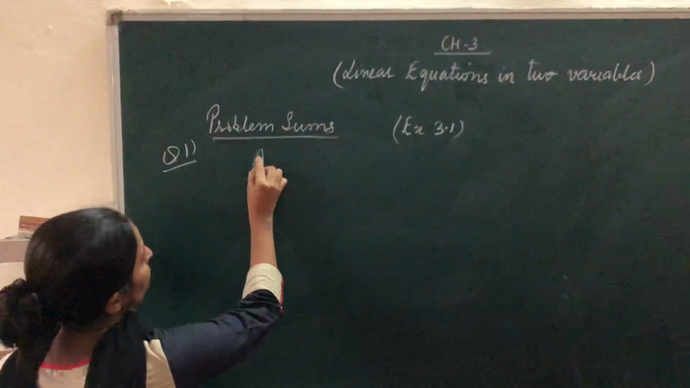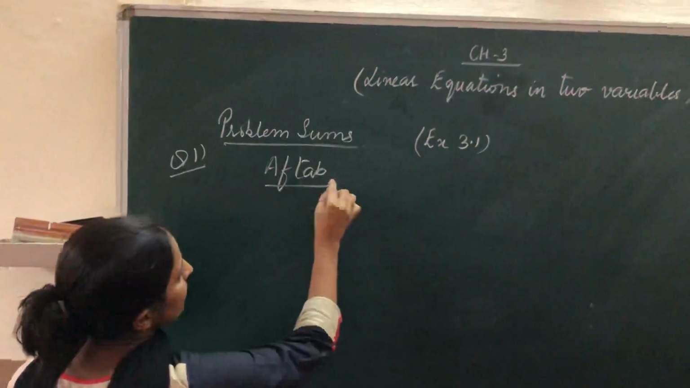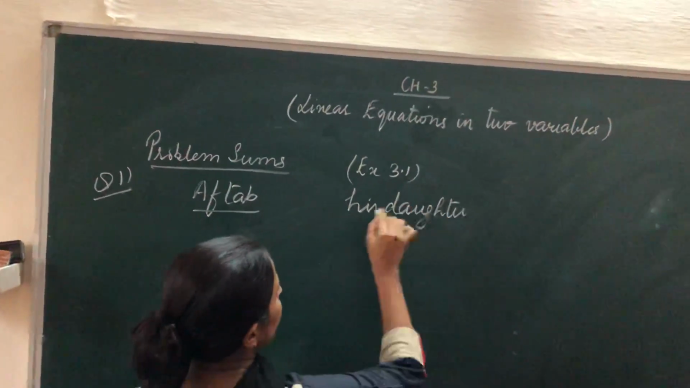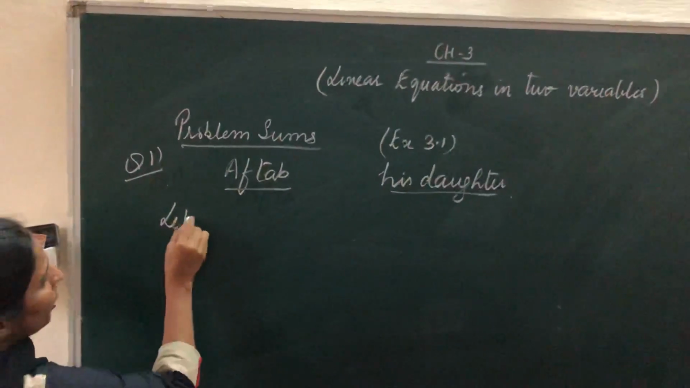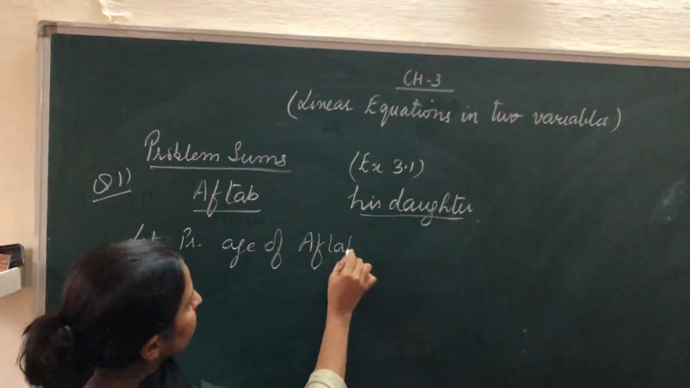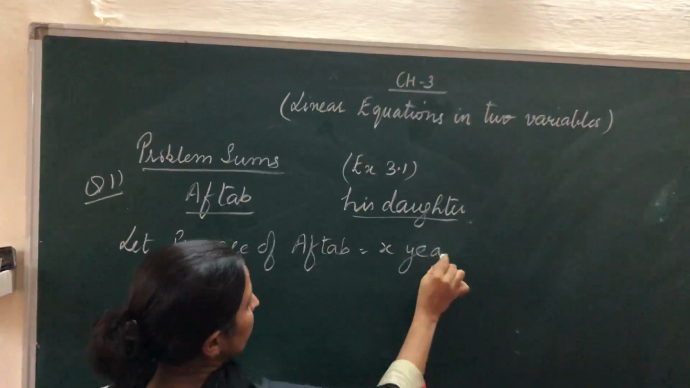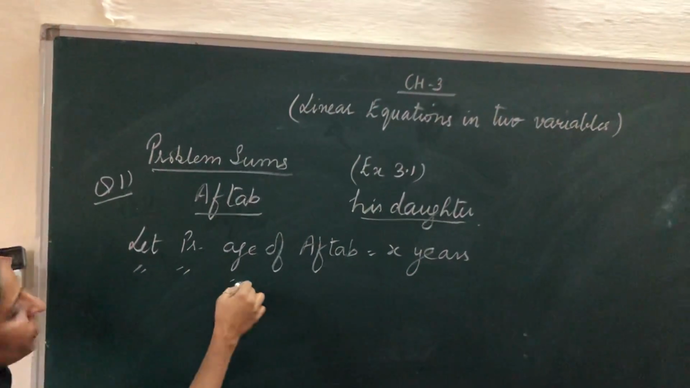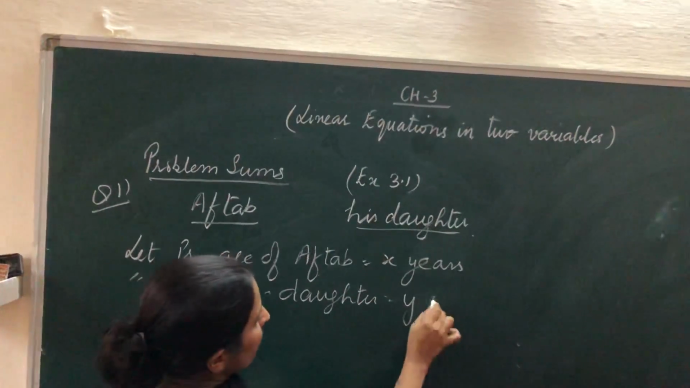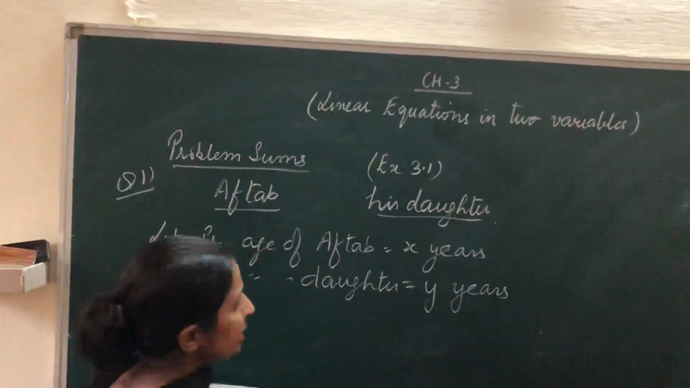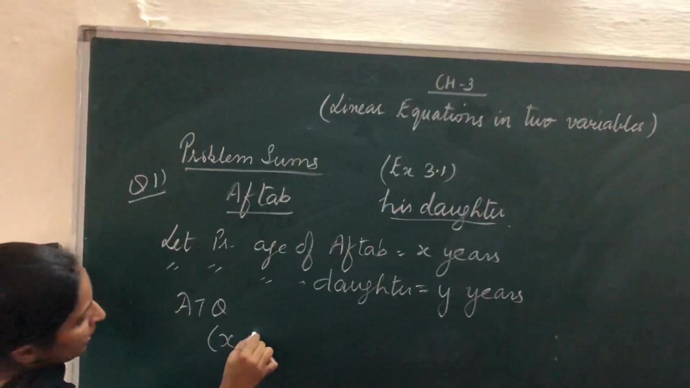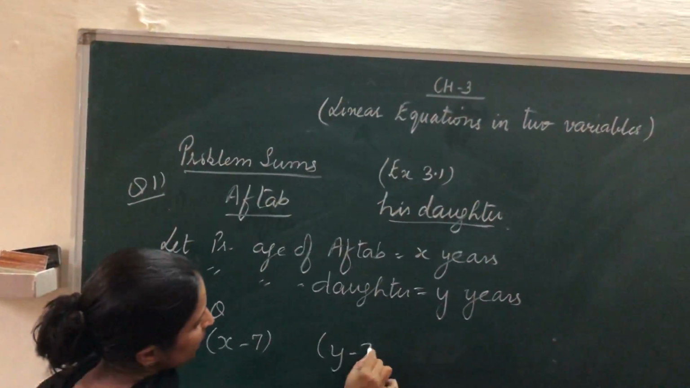So now he is talking about two people, Aftab and his daughter, right? So what we will do, we will assume their present ages. Let the present age of Aftab be x years, whereas the present age of the daughter is y years. Now what does the question say? Question says 7 years ago. 7 years ago means present age minus 7 and present age minus 7.